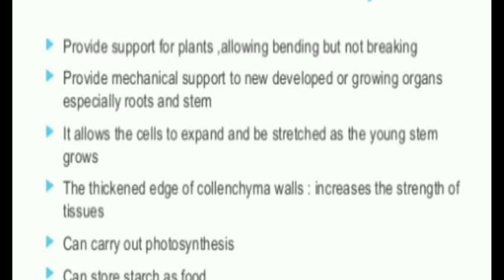The thickened edge of collenchyma walls increases the strength of the tissue. A few cells of collenchyma have chloroplasts and thus are able to prepare food or carry out photosynthesis. Some of the cells can store starch as food in them.